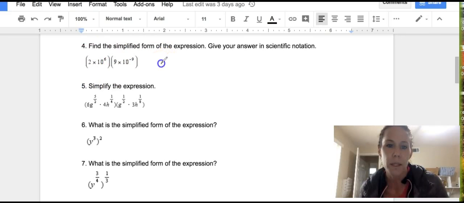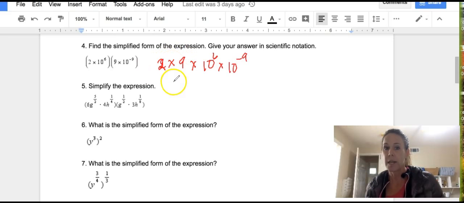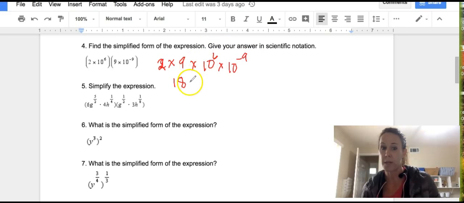So I'm going to write this as 2 times 10 to the 6th, times 9 times 10 to the negative 9th. I'm going to multiply my constants here. 9 times 2 is 18. And then because I've got the same base here, I can add exponents, just like I did with that last one. So I'm going to go 18 times 10, and then 6 plus negative 9 is going to be negative 3.